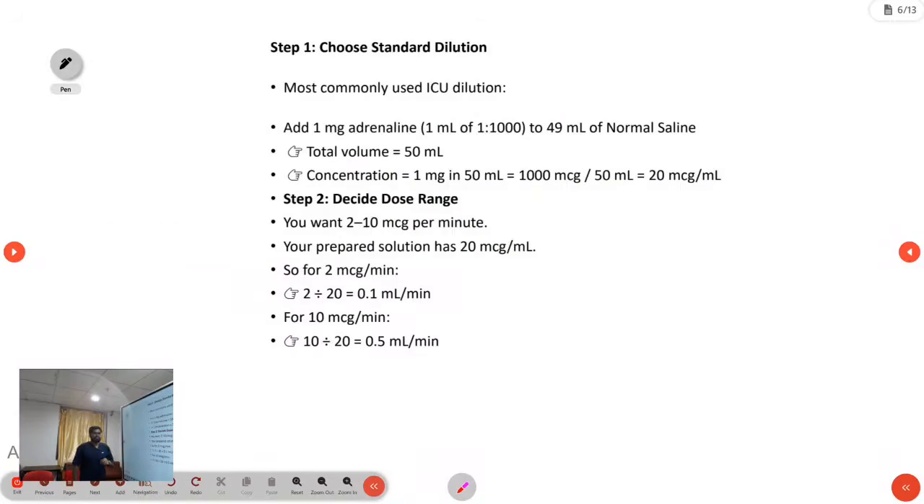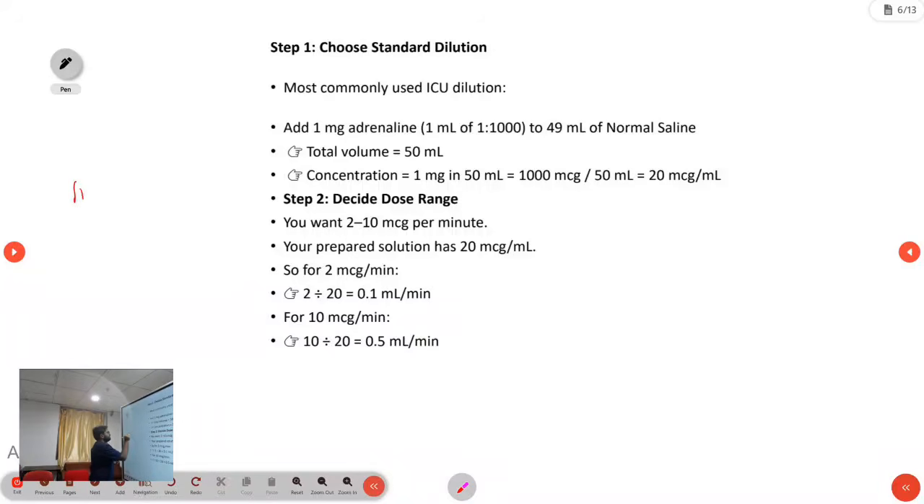And coming to starting an adrenaline infusion, the normal dose we will follow is 2 to 10 mcg per minute, in case of bradyarrhythmia when atropine is ineffective. So to start the adrenaline infusion, we have to follow 3 steps. The first step, we have to choose the standard dilution. So we will dilute 1 mg of adrenaline as it is available, which means 1 ml of 1 in 1000 dilution. So we have to mix it with 49 ml of NS.